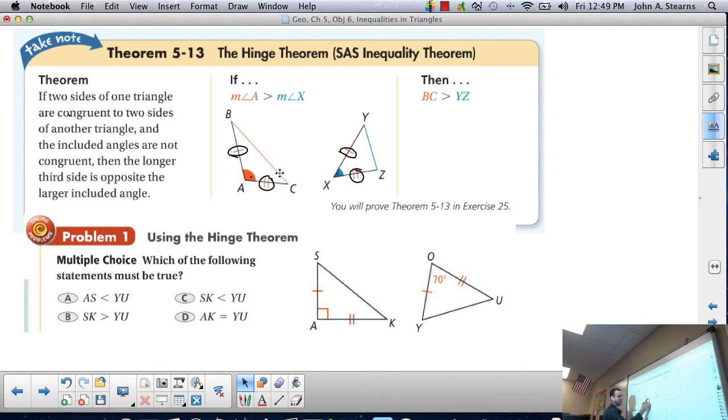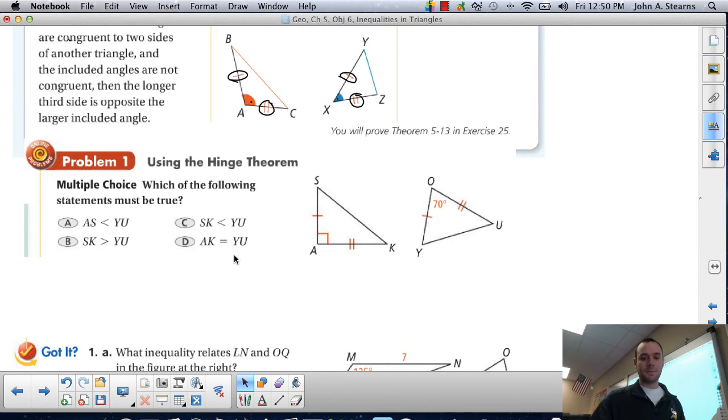Okay, that BC, since it's opposite the larger angle, must be greater than YZ because it's opposite the smaller angle. Okay, so let's go ahead and take a look at problem number 1 that uses this theorem.